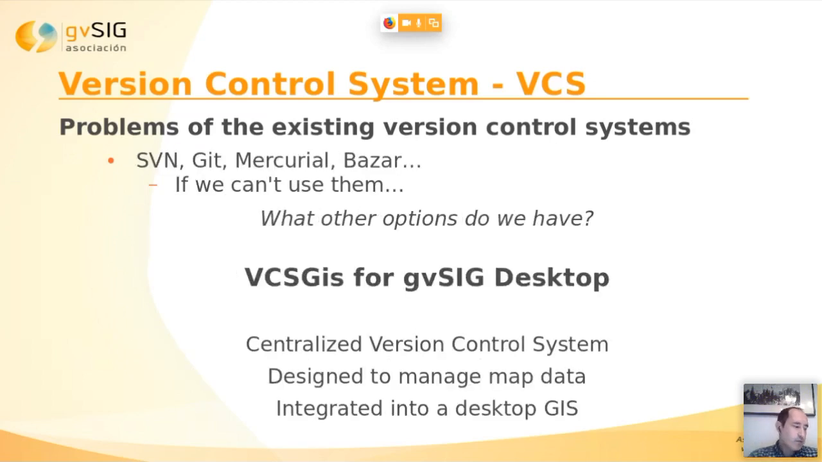So if we can't use any of them, we have another option. Now we have VCS GIS for gvSIG desktop. It's a new tool available for gvSIG desktop. It's a centralized version control system. It's designed to manage cartography, map data, and the most important thing is that it's integrated into a desktop GIS.